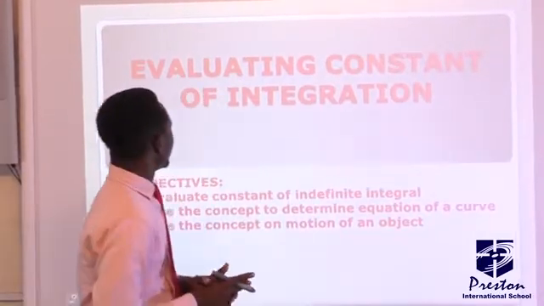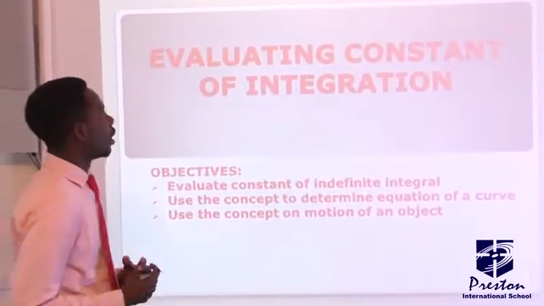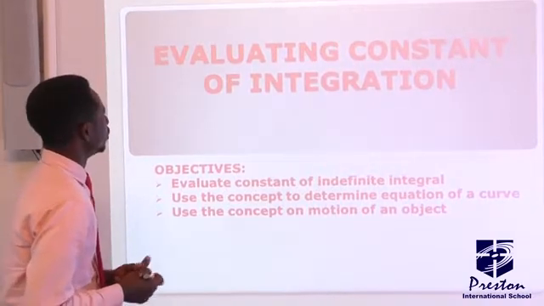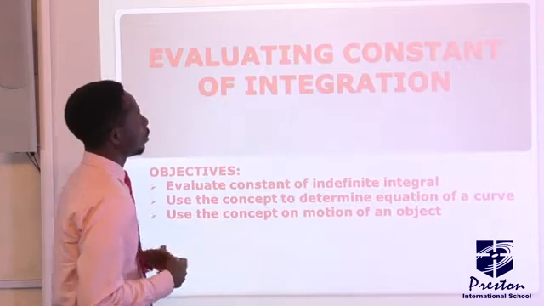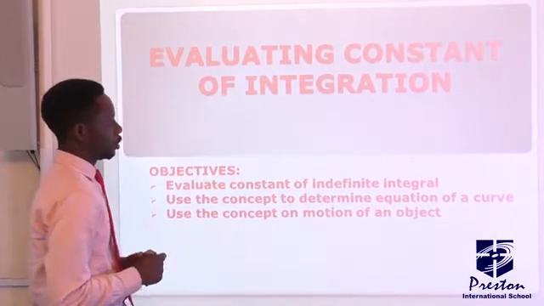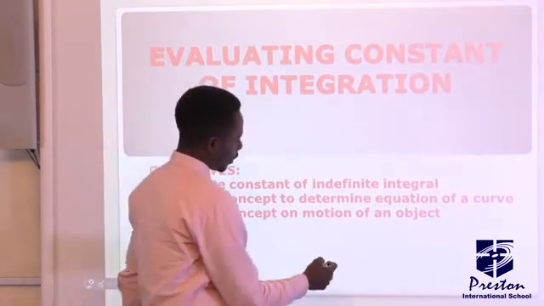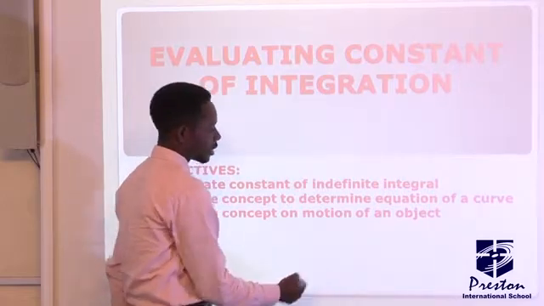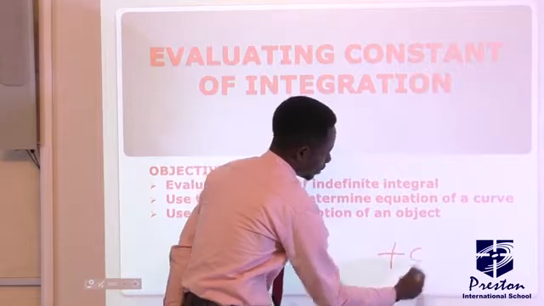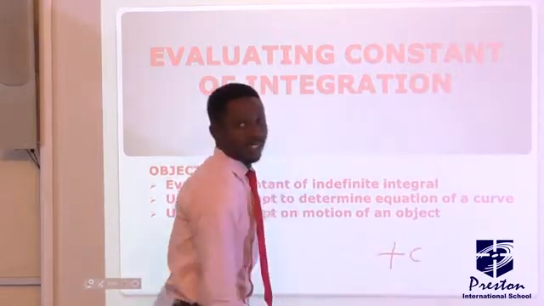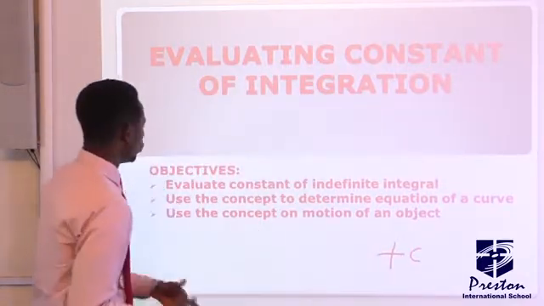Okay, we want to continue from where we stopped on integration, and in today's lesson we'll be looking at evaluating constants of integration. And don't forget, in our indefinite integral, we talked about anytime we integrate a particular function, we always end up having plus c. So how then do we get this c? That is the main thing we want to do in today's lesson.